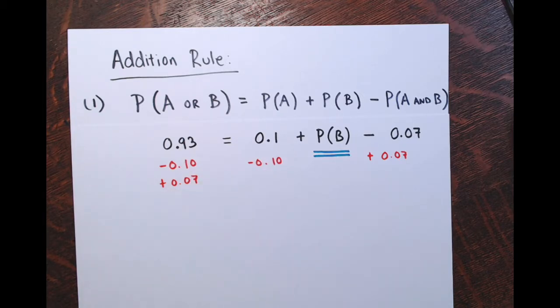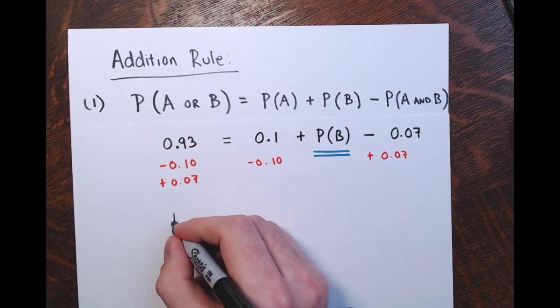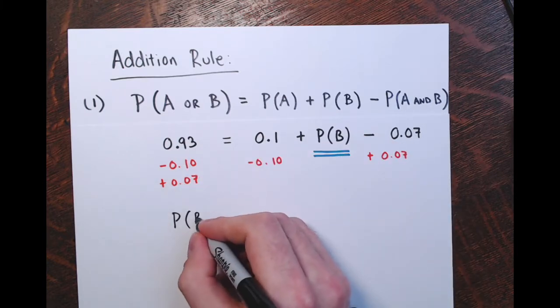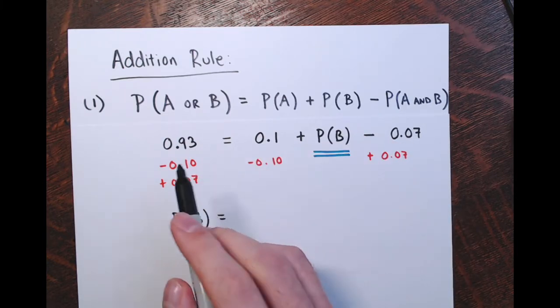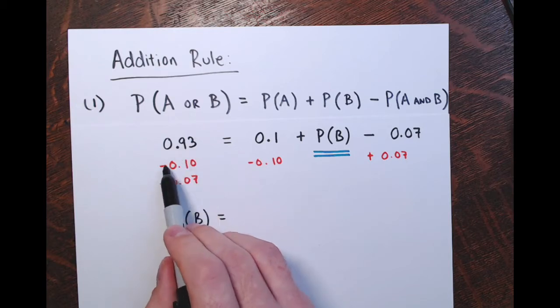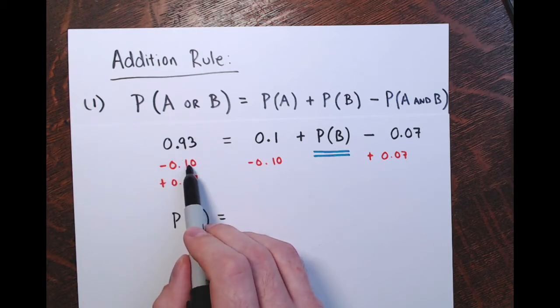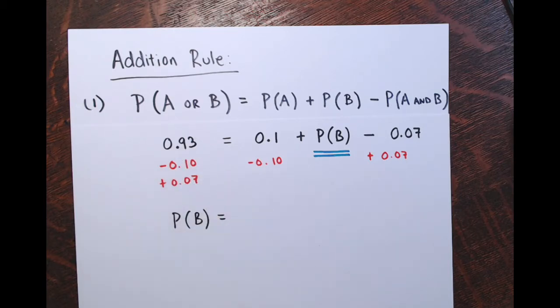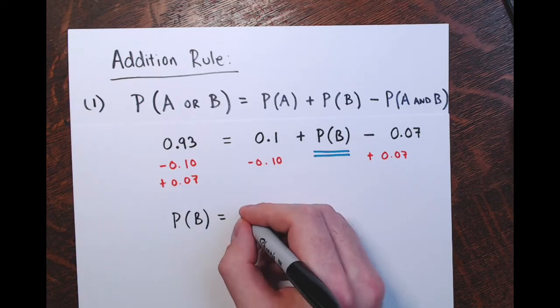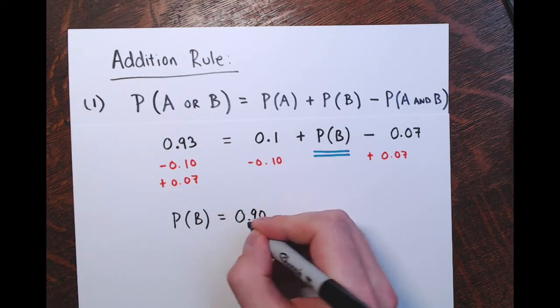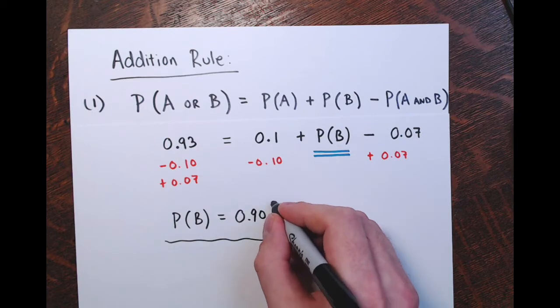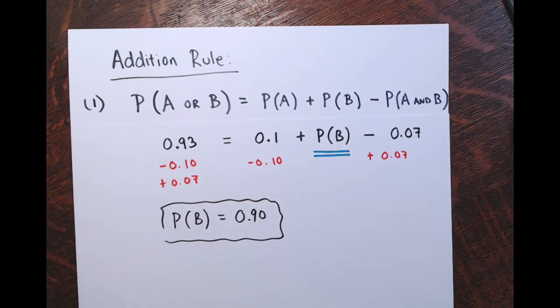Putting all that together, we get the following. I'll just switch sides here. The probability of B would be equal to 0.93 minus 0.1, which is 0.83, plus 0.07, which is 0.90, or just 0.9, 90%. So the probability of this issue B occurring in one of these vehicles is a 90% chance.